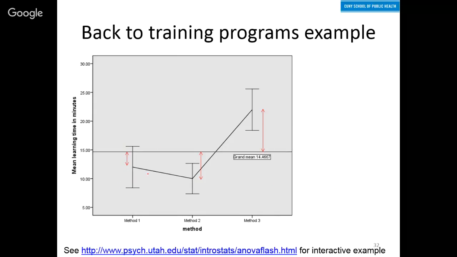In this case, the sample sizes are equal, so the within group will be an average of these 3 within group variances, and the between group will be the average of these 3 deviances.